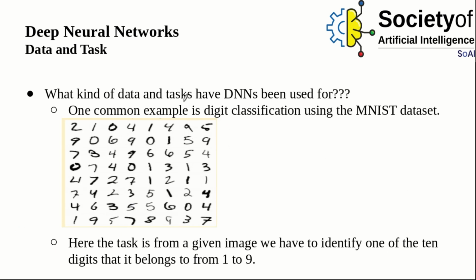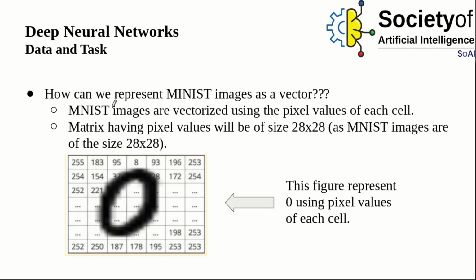So, what kind of data and tasks have DNNs been used for? One common example is digit classification using the MNIST dataset. This is a very popular dataset. Here, the task is, from a given image, to identify which of the 10 digits it belongs to, from 0 to 9. So, how can we represent MNIST images as a vector?